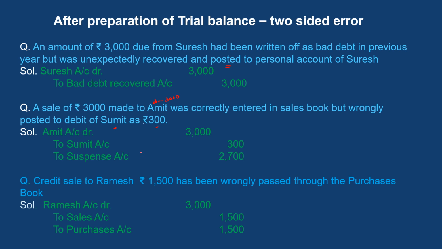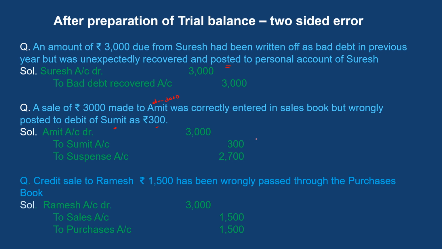So now how do we rectify this? It has been entered in the sales book, which means it has gone correctly into the sales account. So you can eliminate that. Sales account is not involved. Only Amit and Sumit accounts are involved. It should have gone to the debit of Amit, which has not gone. So to rectify it, you debit Amit account with 3,000. And by mistake, you have debited Sumit with 300. Rectify it by crediting him with 300. But still, there is a 2,700 difference because the amount also was put wrong. So that 2,700 you would credit to suspense.